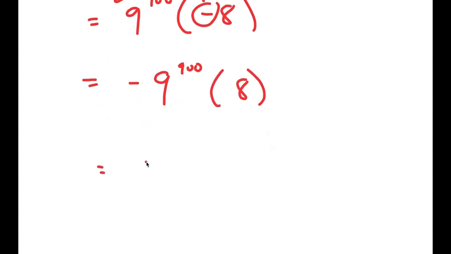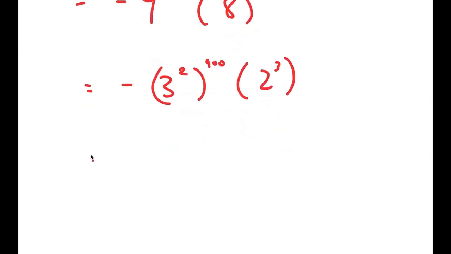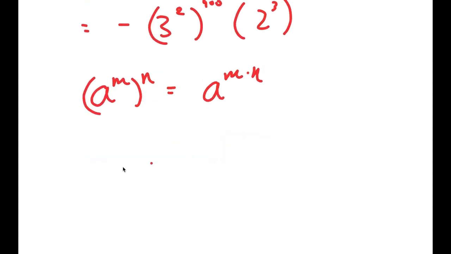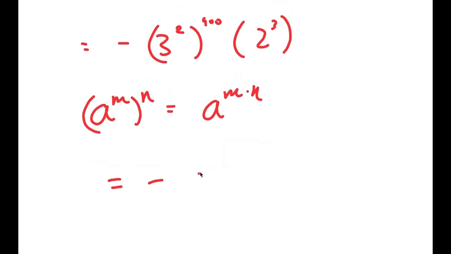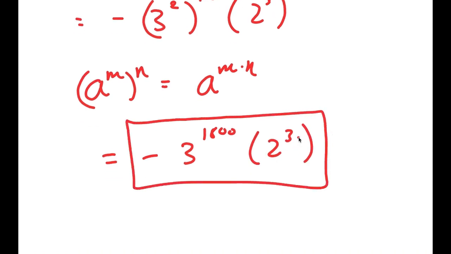And this gets me negative 3 squared to the power of 900 times 2 to the power of 3. We're simplifying these terms as much as possible. So I'm going to use a quick exponential property that states that a to the power of m to the power of n is equal to a to the power of m times n. So I get negative 3 to the power of 1800 times 2 to the power of 3. So this is my final solution to this equation.